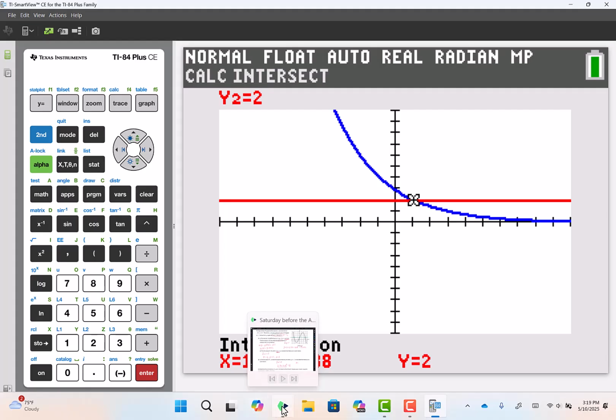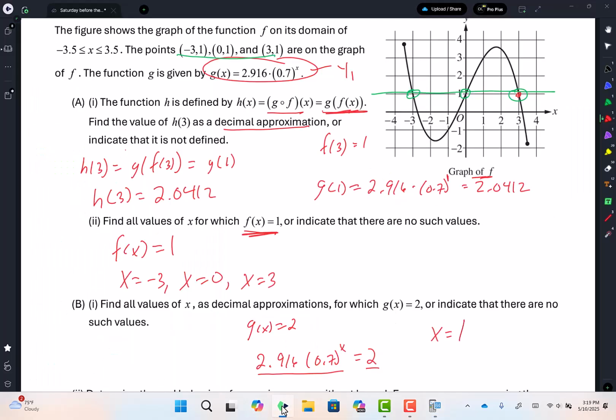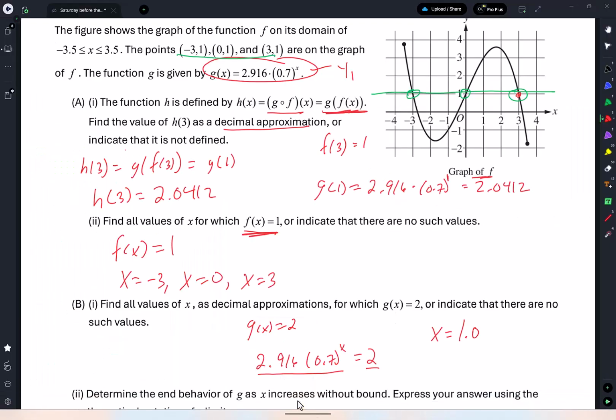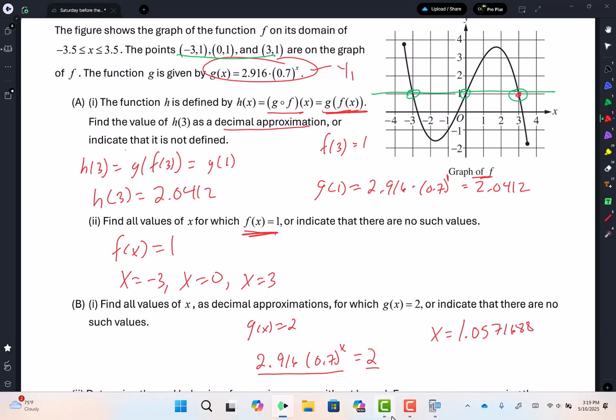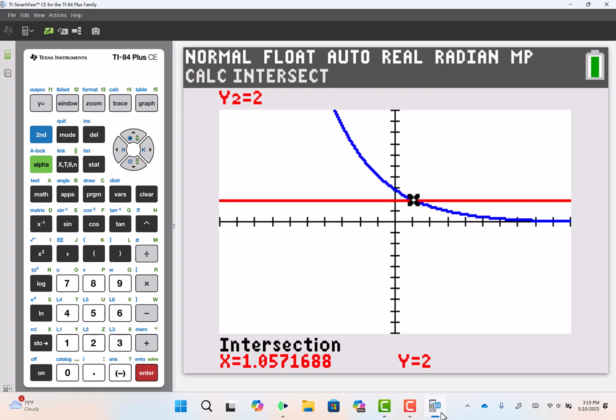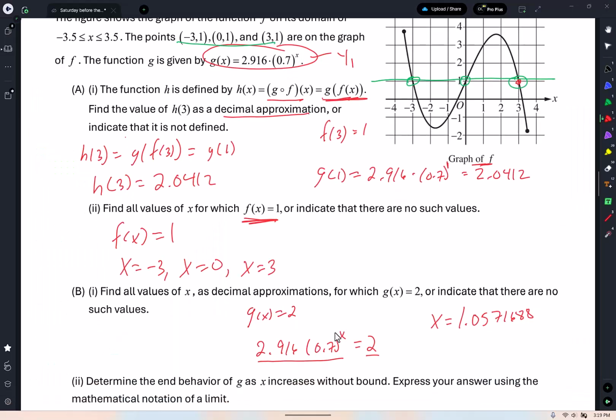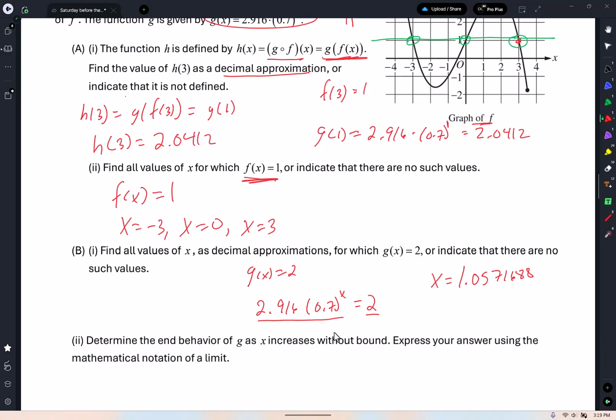1.0571688. So I'm just going to type in 1 point, and I already forgot. 1.0571688. Yep, that's it. I don't see any issue there, and I think we're done.